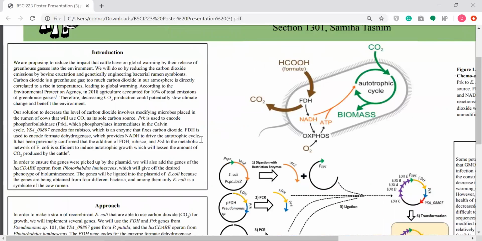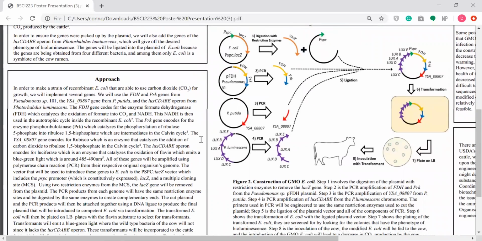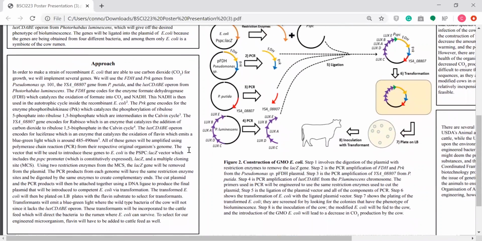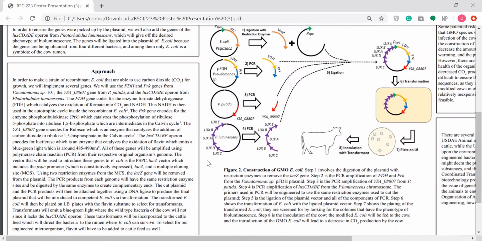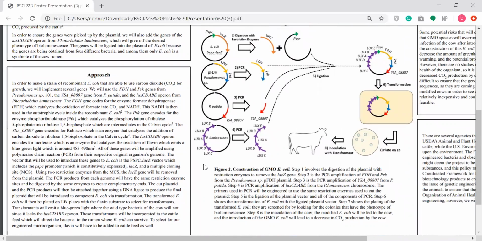The FDH gene comes from the organism Pseudomonas sp, which codes for the enzyme formate dehydrogenase, which catalyzes the oxidation of formate into CO2 and NADH. The PRK gene comes from the same organism, and it codes for the enzyme phosphoribulokinase. This enzyme catalyzes the phosphorylation of an intermediate of the Calvin cycle. The YSA08807 gene comes from P. putida, which codes for Rubisco, which is another enzyme that fixes atmospheric carbon dioxide.